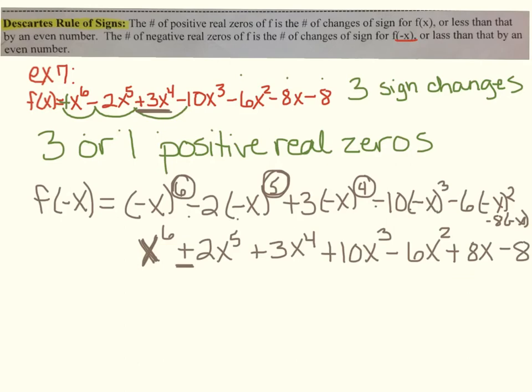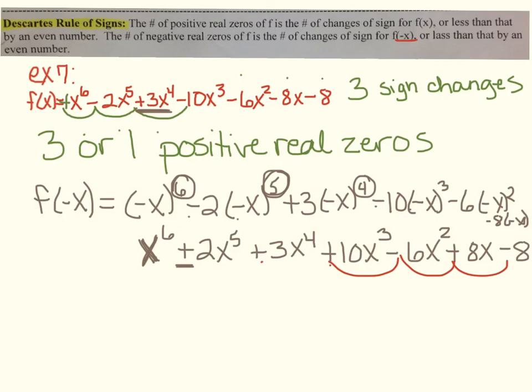So now we count sign changes. There's plus to plus, that's not a sign change. Plus to plus is not a sign change. Plus to plus is not a sign change. Here's one. Here's another. Here's another. So there's 3. It's not always going to be the same amount. It just happens to be that they were both 3 for this problem.